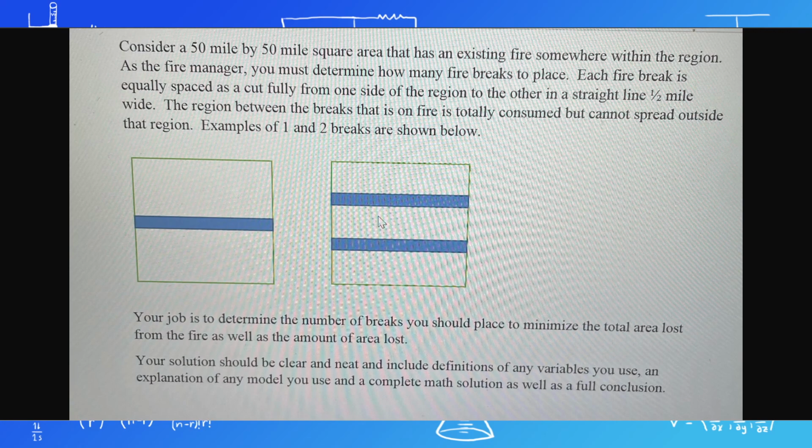Your job is to determine the number of breaks you should place to minimize the total area lost from the fire as well as the amount of area lost. Your solution should be clear and neat and include definitions of any variables you use, an explanation of any model you use, and a complete math solution as well as a full conclusion.